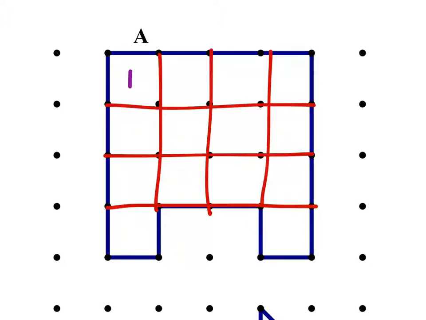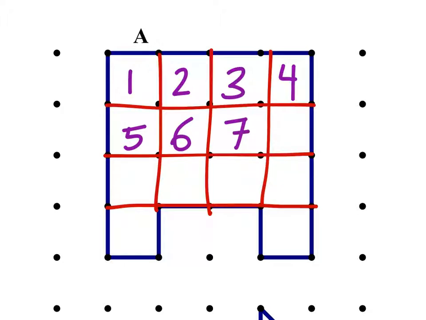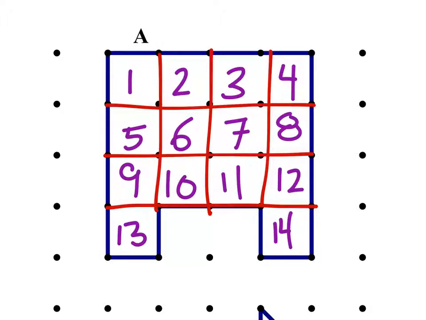So we start with this one, 1. The next one would be 2. Here we go. 3. 4. 5. Next up, 6. Next up, 7. 8. And then it's 12, I think. What's the next one? 8. 7. All right, there are 14 squares in total. So the area of A is 14 square units.